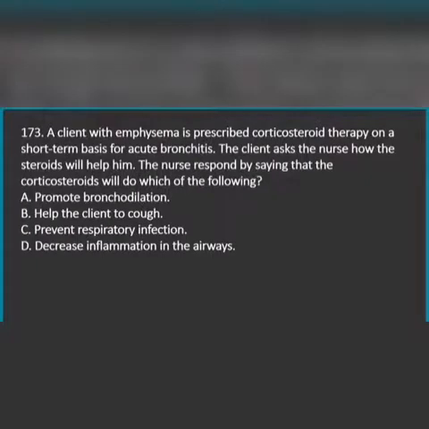Question 173. A client with emphysema is prescribed corticosteroid therapy on a short-term basis for acute bronchitis. The client asks the nurse how the steroids will help him. The nurse responds by saying that the corticosteroids will do which of the following? A. Promote bronchodilation, B. Help the client to cough, C. Prevent respiratory infection, D. Decrease inflammation in the airways.